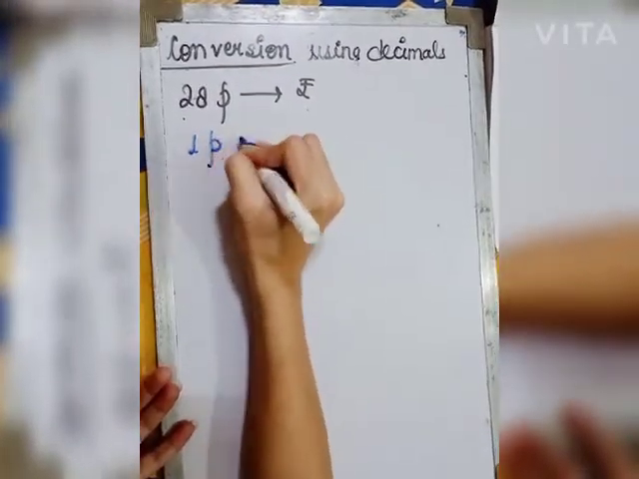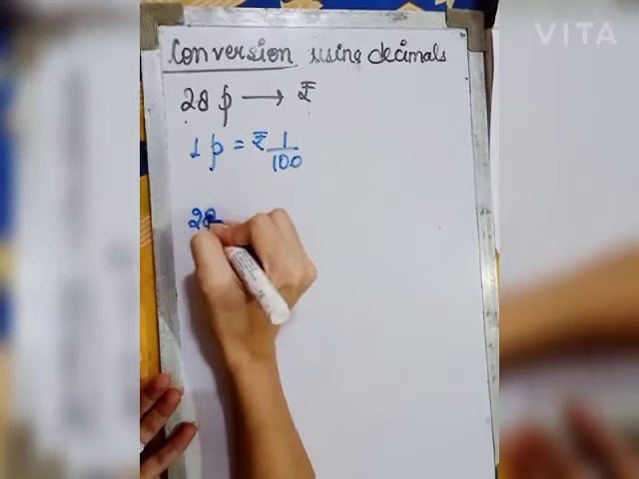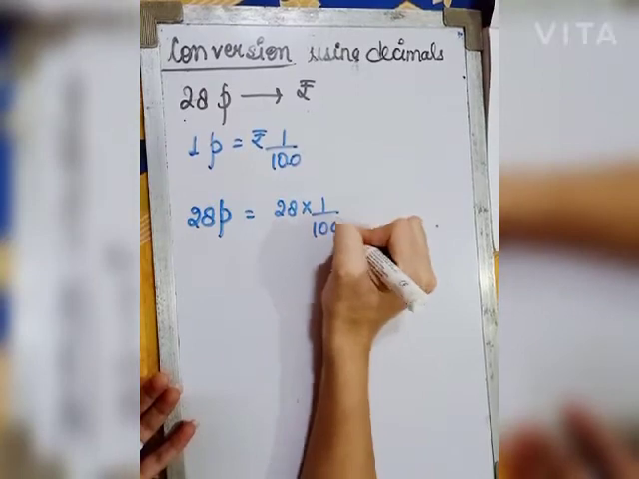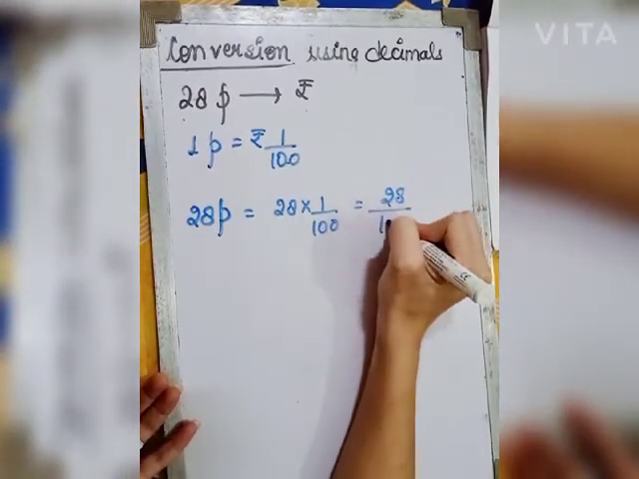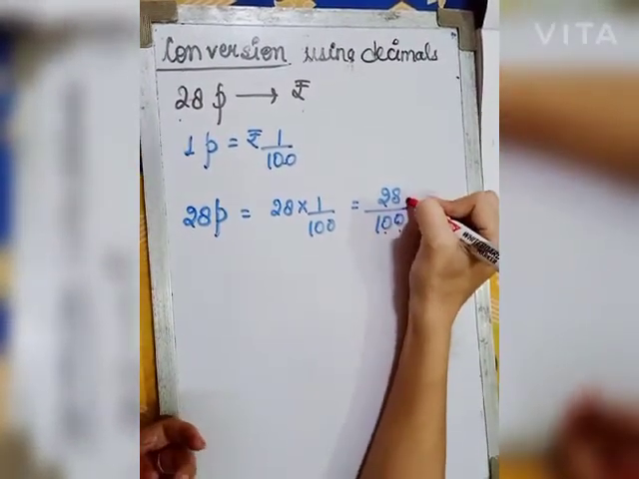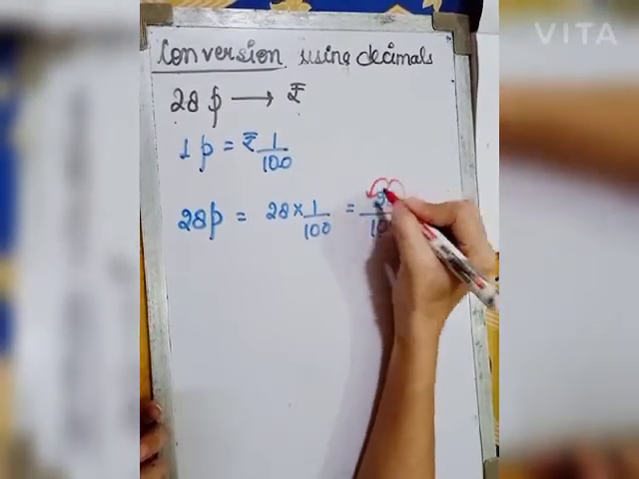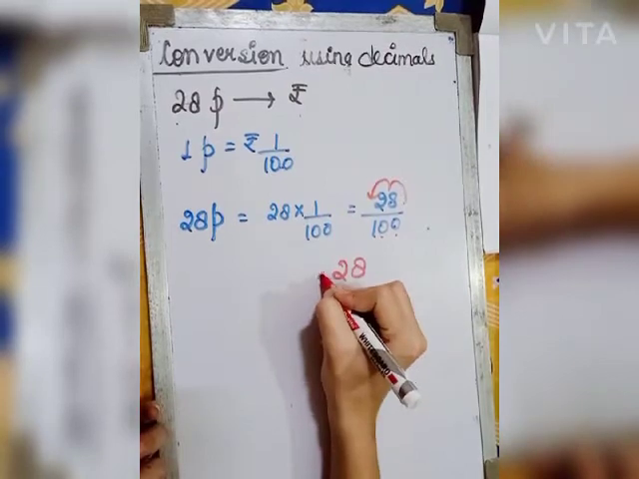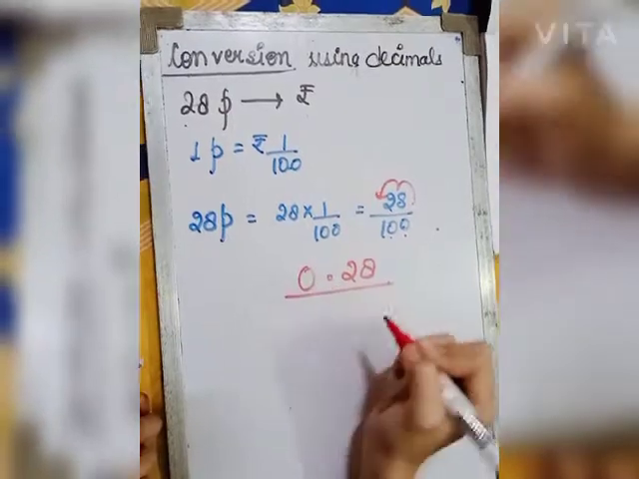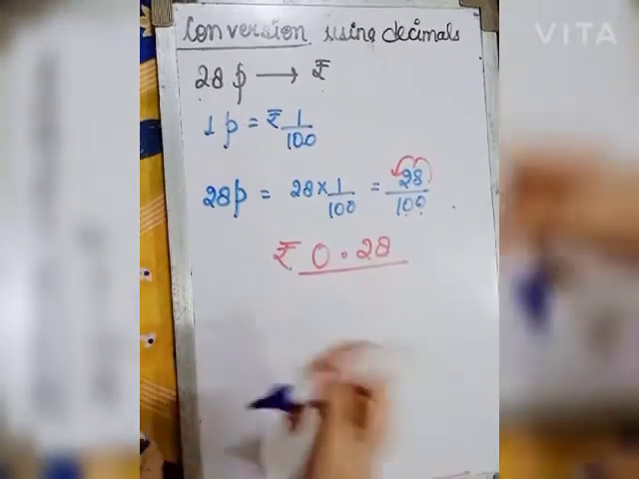Now class, students, here we have to convert 28 paisa in the rupees. Now first write 1 paisa equals to 1/100 rupees. Now multiply this with this unit, 28 into 1/100. It will be 28/100. Now class see, how many zeros are here? 2. तो इस ऊपर 2 places छोड़ के point लगाएंगे. 1 2. We will put the point here. Now before decimal we do not have any digits, so we will put 0 by ourselves. This is the answer.